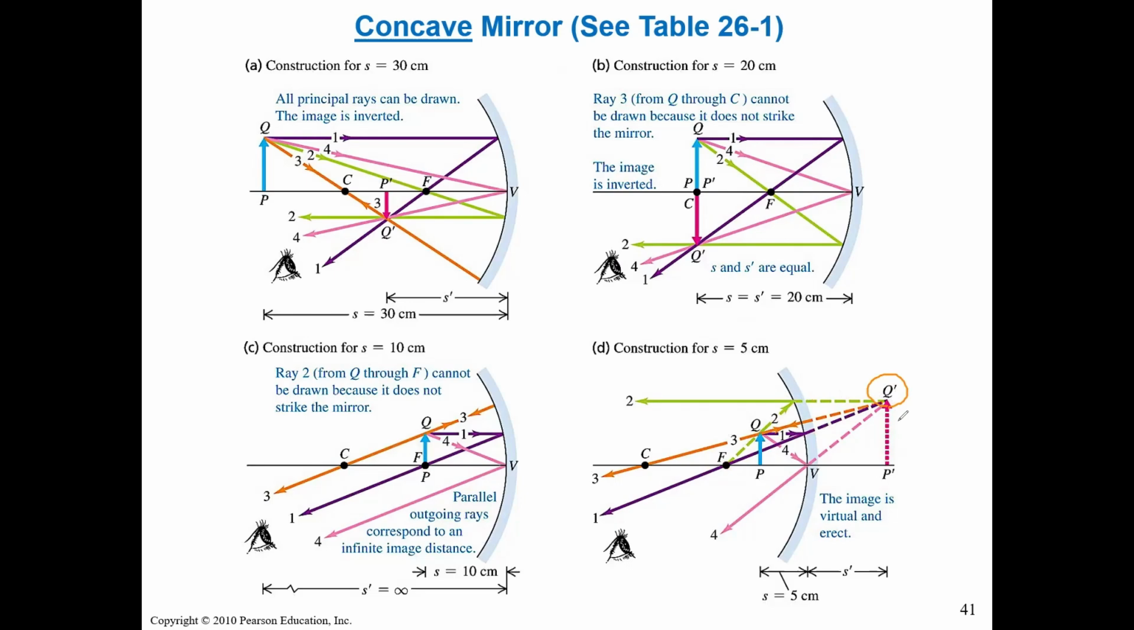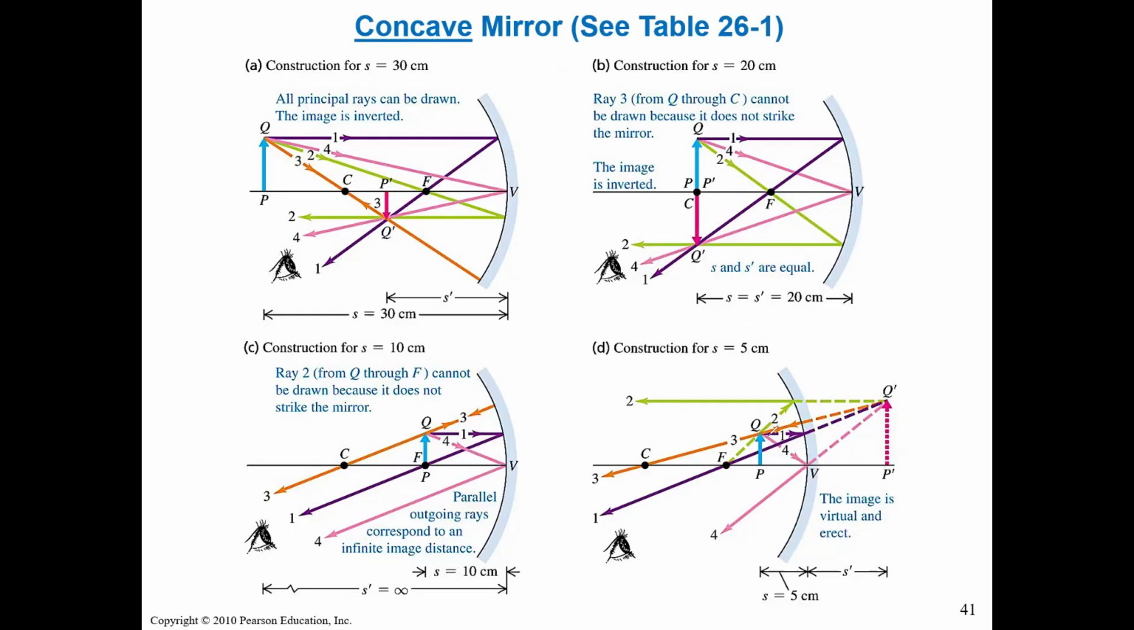And this point Q prime is on the other side of the mirror. No light actually converges on Q prime, but it looks like the reflected lights 1, 2, 3, 4 are from the same point Q prime. Okay, so Q prime is a virtual image. And we can see that this virtual image is actually larger than the object.